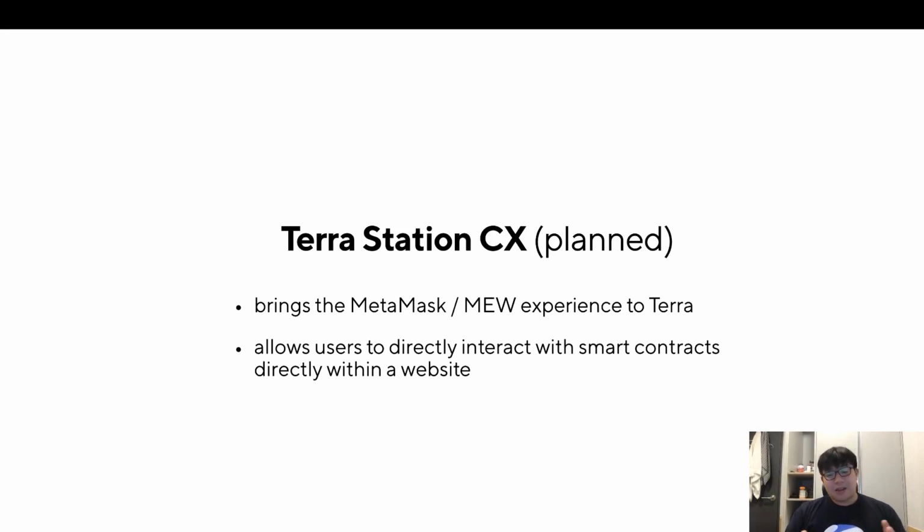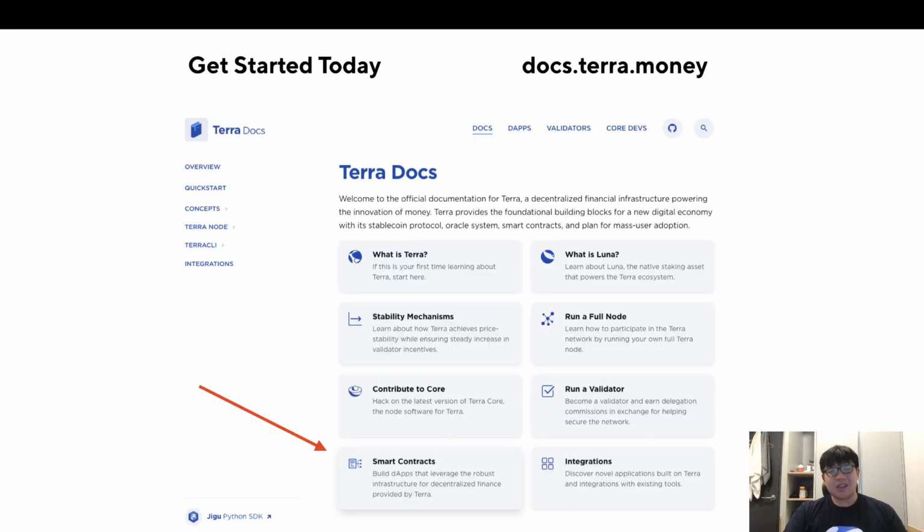So that mainly covers how you can get started with smart contracts, and you can get started today with the smart contract documentation on the Terra official documentation available at docs.terra.money. Right now, I'm going to pass it over to Ethan Frey of CosmWasm, and he's going to explain more about the mechanism that allows Terra to run smart contracts.